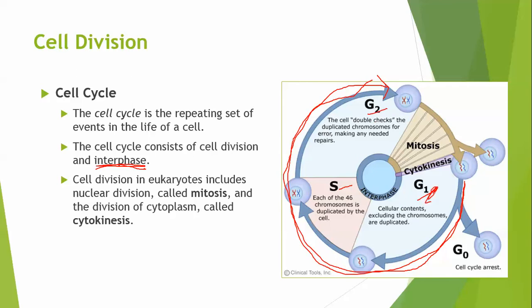The G1 is where the cell's getting ready to go under cell division, and the S phase is where it's making more DNA. So I think of S as synthesis, so DNA synthesis. So each of the 46 chromosomes is duplicated. So chromosomes, DNA, okay? So it's making tons and tons and tons of DNA.